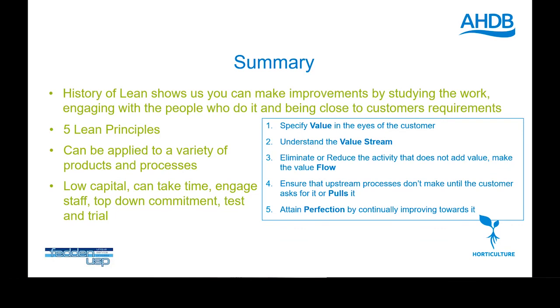And I think as Neil pointed out, within horticulture and agriculture, we realize that's difficult to do in terms of a pull, but certainly from a point of view of synchronizing as best you can with the customer's requirements in terms of times and quantity. And finally, that attain perfection by continually improving towards it. They're the five lean principles.